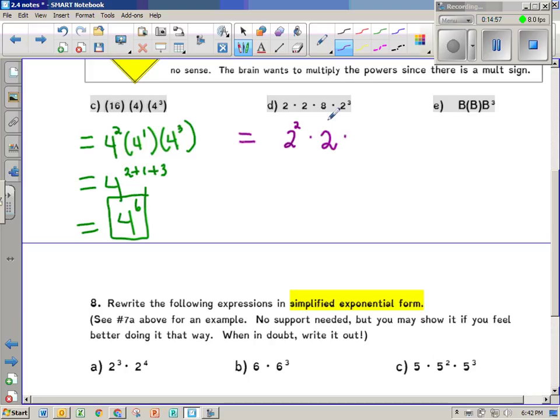So this is going to be 8. So 8 would have to be 2 to the third, which we discovered before. Bring down another 2 to the third. And so you have 3 2's plus 3 more 2's plus 2 2's. So 3 plus 3 is 6, plus 2 more is 8. So you've really got 2 to the 8th power.